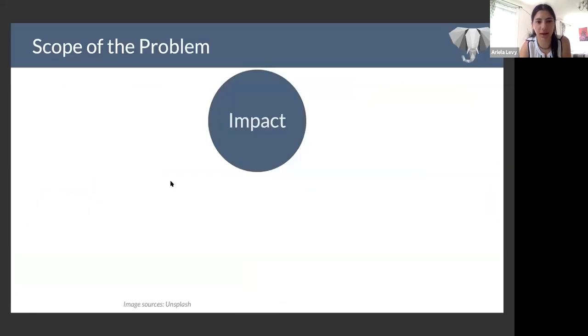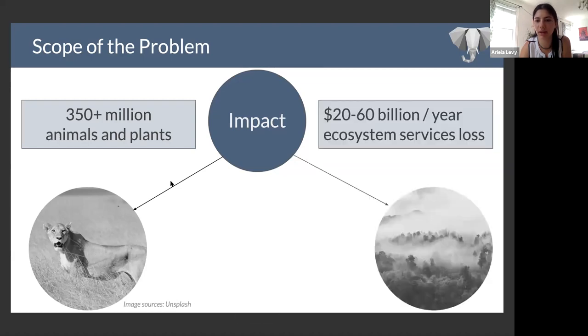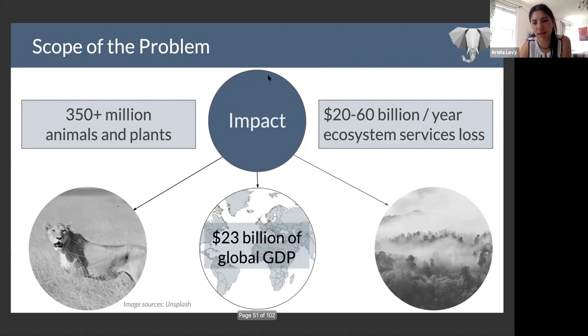So what is the scope of the impact? Well, wildlife trafficking causes huge loss to society and the environment. In 2014, Defenders of Wildlife estimated that the world's traffickers were selling around 350 million animals and plants a year. The World Bank estimates that this costs $20 to $60 billion a year in ecosystem service losses. The UN estimated that wildlife trafficking accounts for around $23 billion of global GDP. This is mostly comprised of gains to illegal traffickers. In terms of impact and scope, the problem rivals the illicit drug trade.